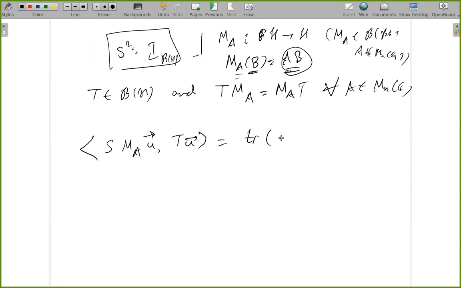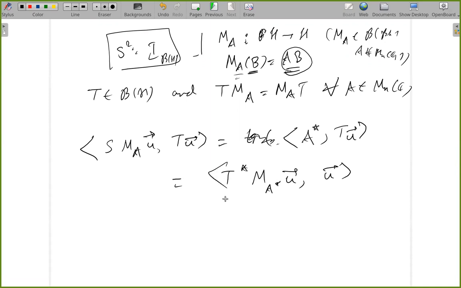So this is A, this is A star. This is A star inner product with T of U. Then I want to think of it as T star MA star U dot U, which is the same as MA star T star U dot U. Here we're using the fact that T commutes with MA.